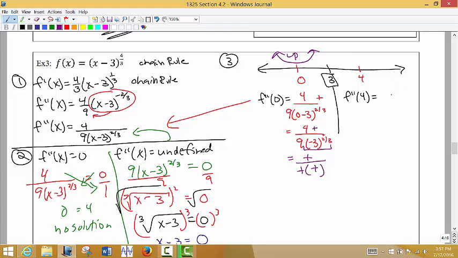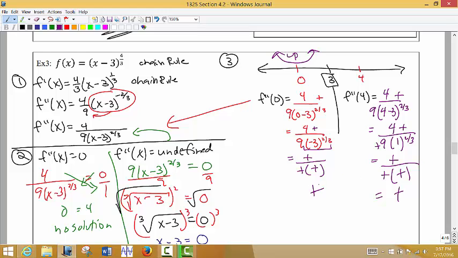So the same thing is going to happen here with a positive 4. When we plug this test value in, we get 4 at the top, which is always positive. And we have 9 times 4 minus 3 to the 2/3 power. 4, which is positive, over 9, which is also positive. And then 4 minus 3, that's a positive 1 to the 2/3 power. So it's even more obvious here that we end up with a positive divided by a positive times another positive, which gives me something positive. So both of these end up with positive values, which tells us that we're concave up on either side.